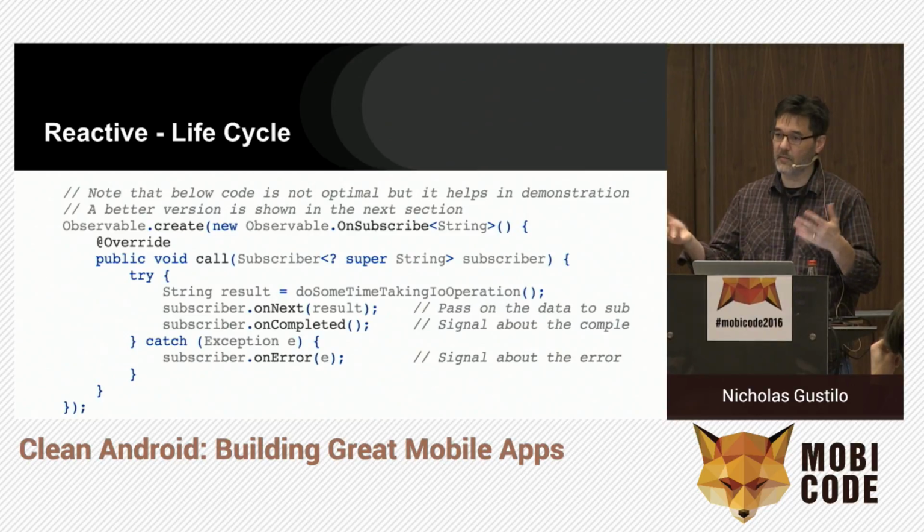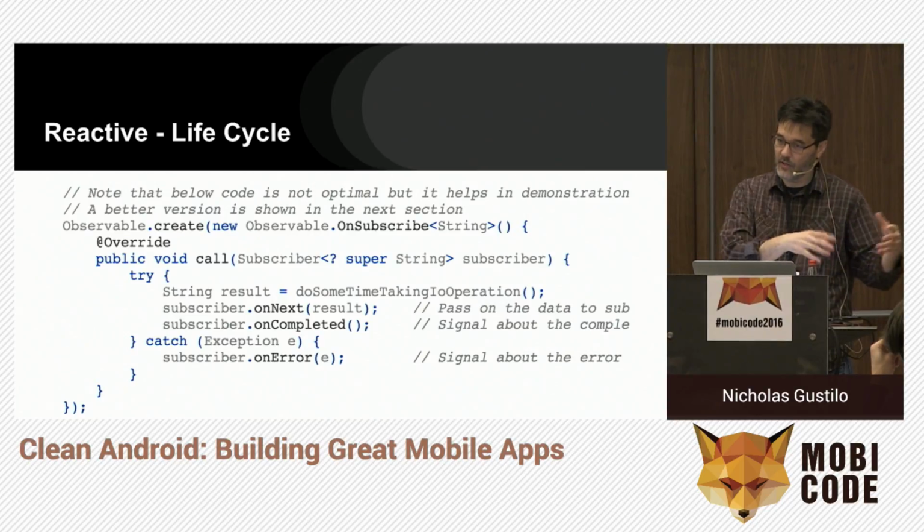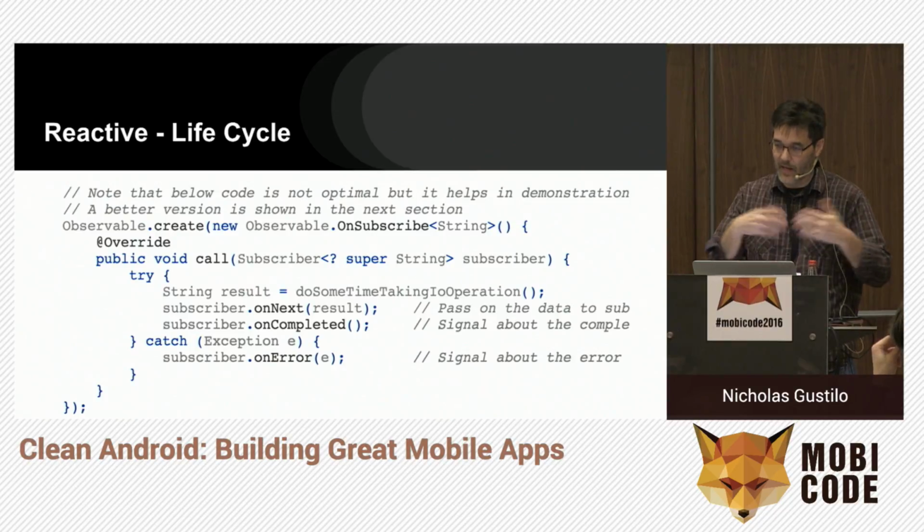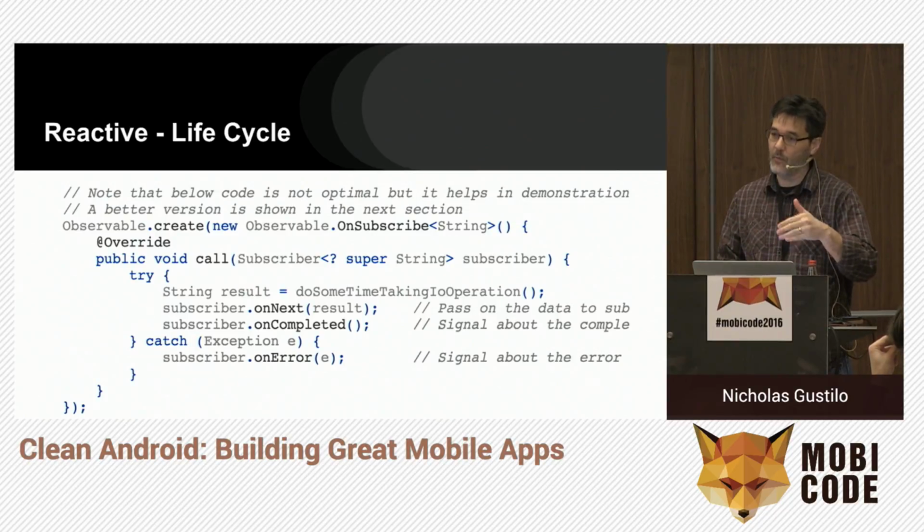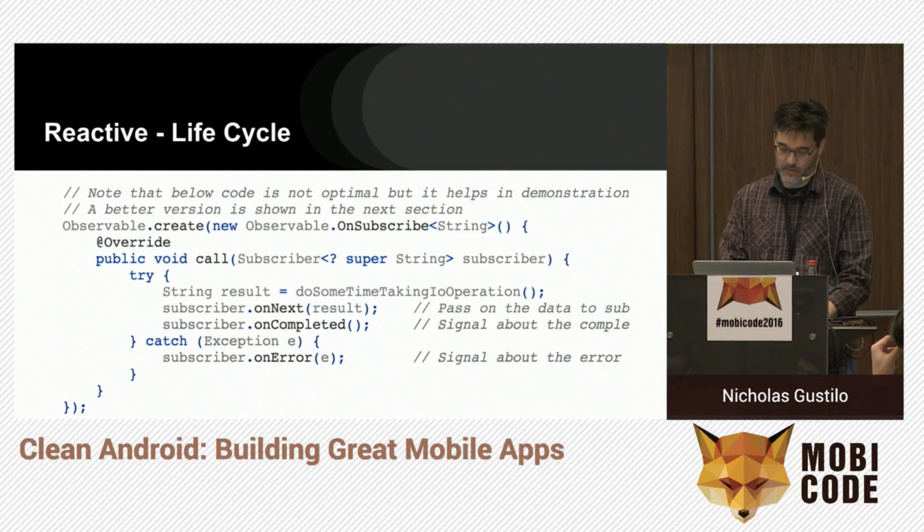Whenever you create an observable of all types, and as you'll see later on, they can be quite complicated. You can do lots of interesting things with them, but they're always doing the same thing. They're just calling on next, on complete, or on error. So I just wanted to bring that up, so as I keep talking, you'll keep that in mind.